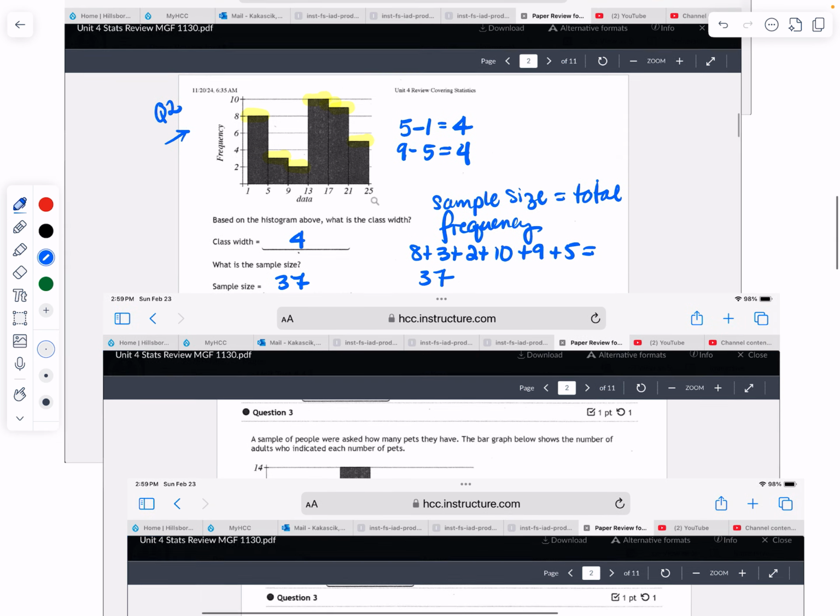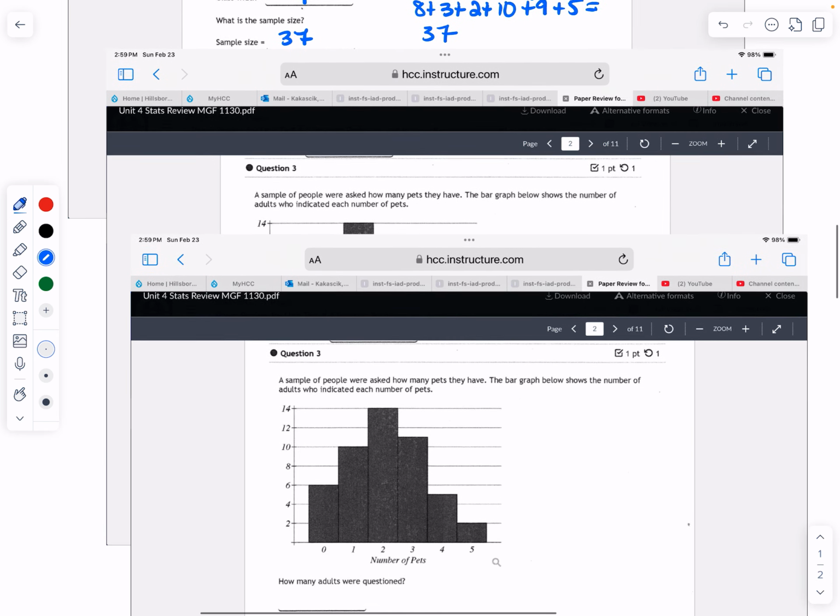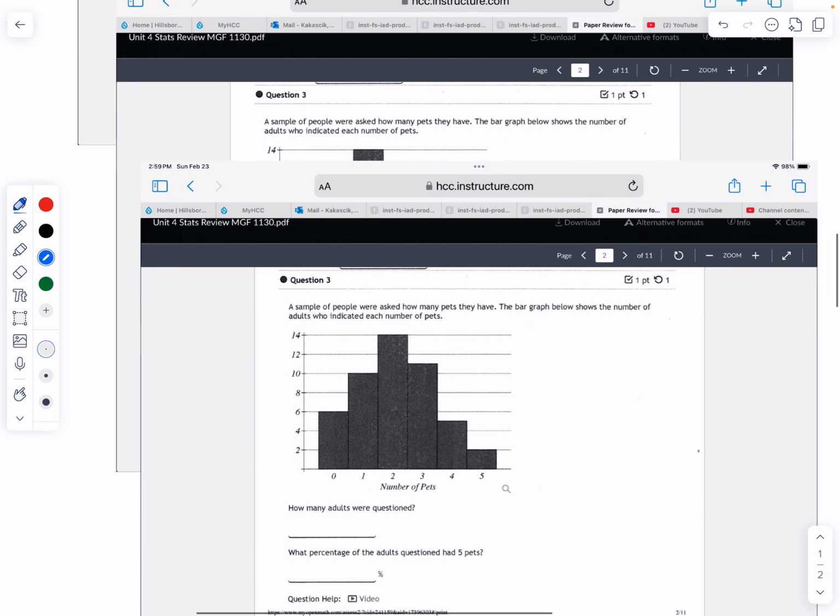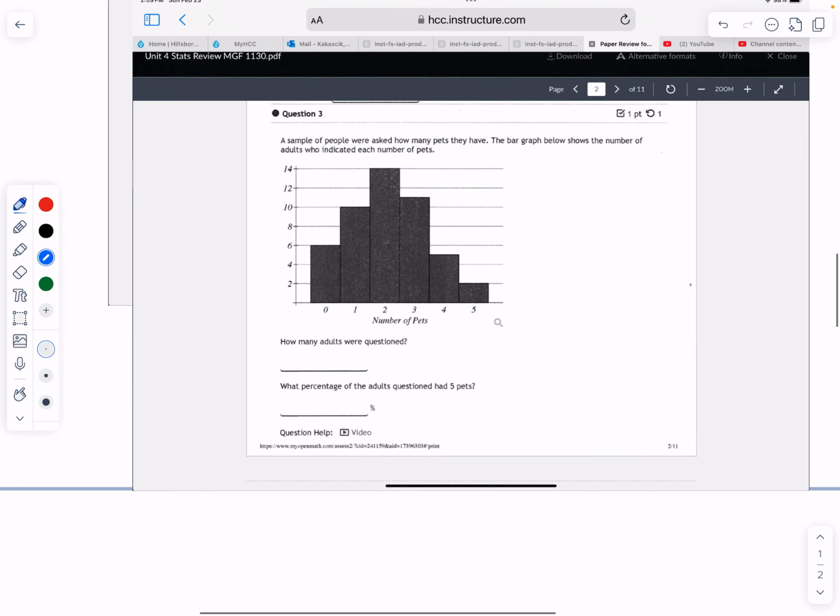Okay, question number 3. And we'll go down here. A sample of people were asked how many pets they have. The bar graph below shows the number of adults who indicated each number of pets. How many adults were questioned? Okay, so for part A, we're looking for total frequency.